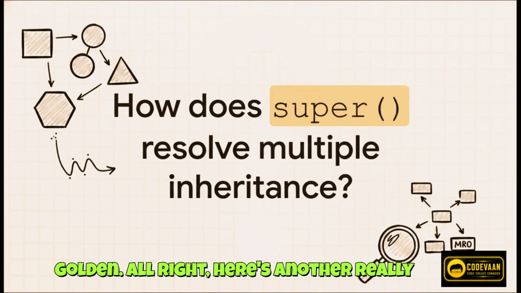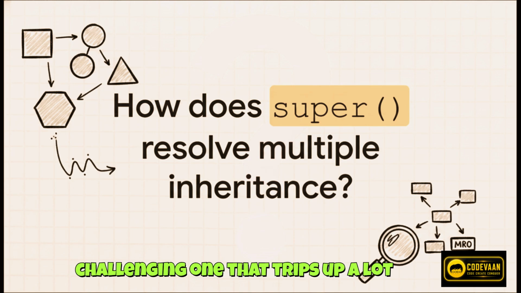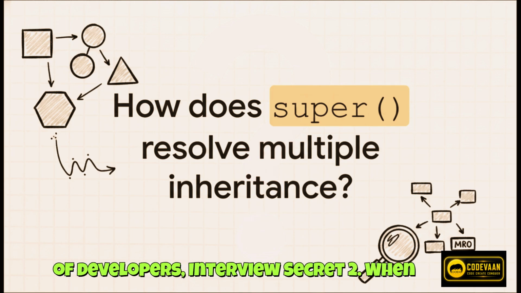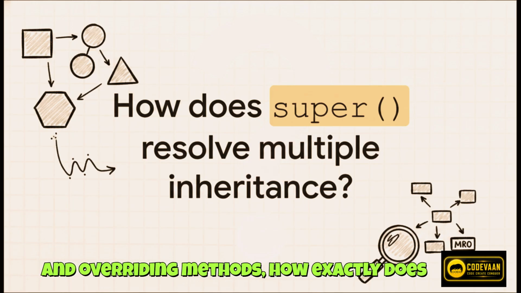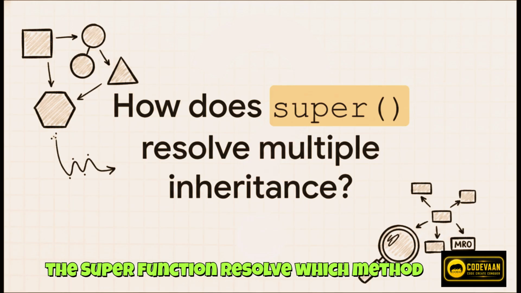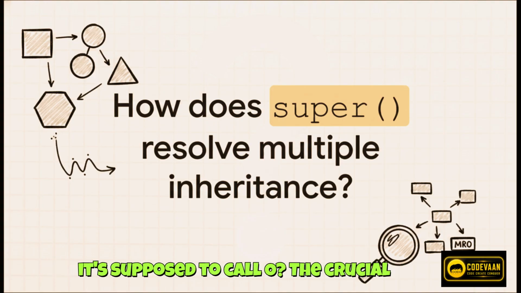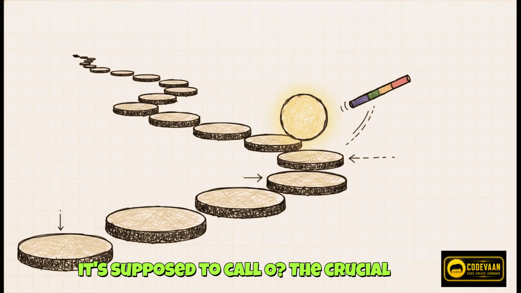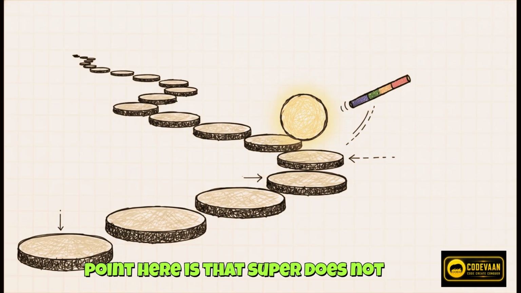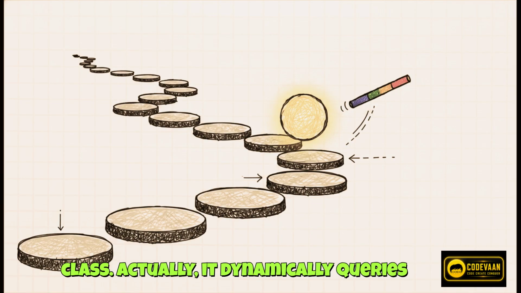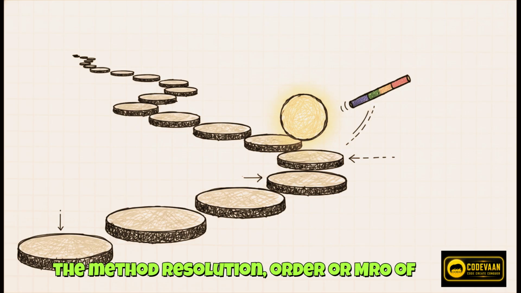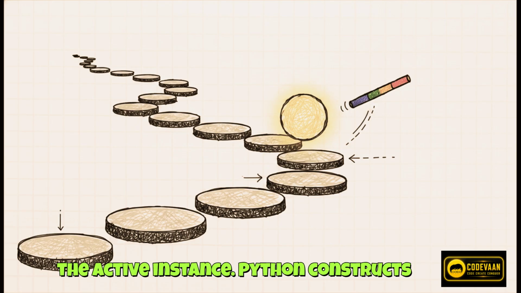All right, here's another really challenging one that trips up a lot of developers. Interview secret 2. When you are dealing with multiple inheritance and overriding methods, how exactly does the super function resolve which method it's supposed to call? So the crucial point here is that super does not just blindly call the direct parent class. Actually, it dynamically queries the method resolution order, or MRO, of the active instance.